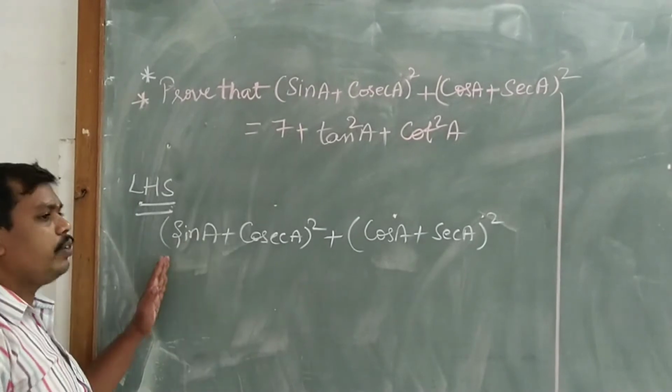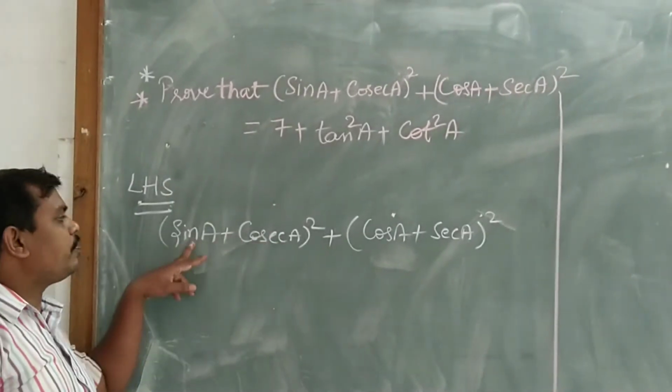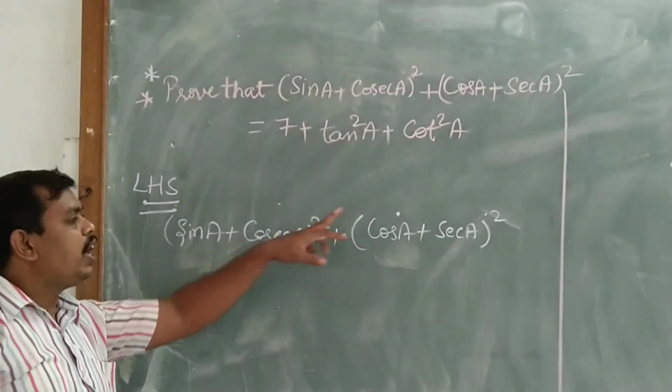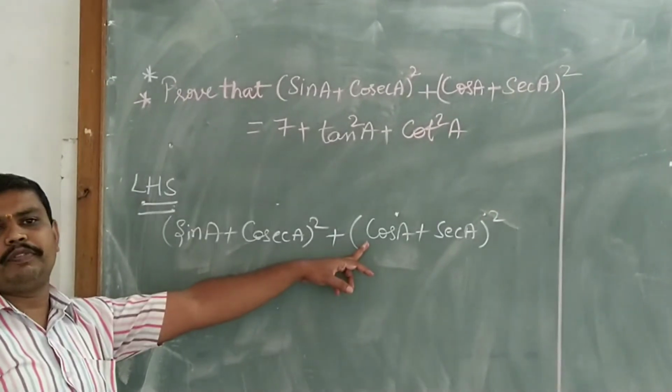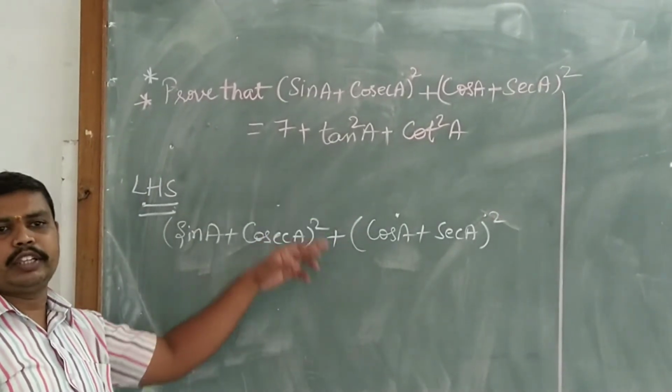Now we are going to expand this. This is in the form of (A + B) whole square. Again, when you check the other one, it is also in the form of (A + B) whole square. What is (A + B) whole square?